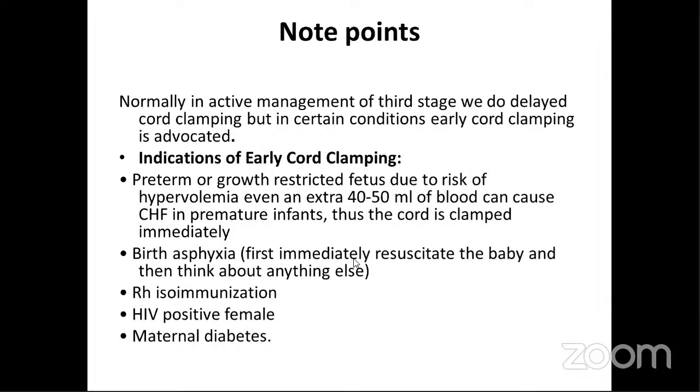Birth asphyxia: first immediately resuscitate the baby and think about anything else later. So when you have a birth asphyxiated baby, immediately clamp the cord and hand the baby over to the pediatrician for resuscitation. Then in case of Rh isoimmunization, when the patient is Rh negative and you don't yet know the baby's blood group, you have to clamp the cord immediately. The same applies in HIV positive females as well as maternal diabetes. These are the conditions where you need to take extra precautions and clamp the cord immediately, in contrast to normal active management of labor. Okay.